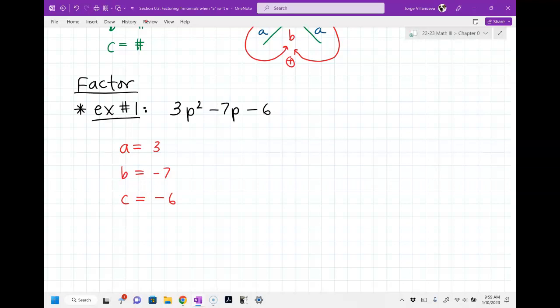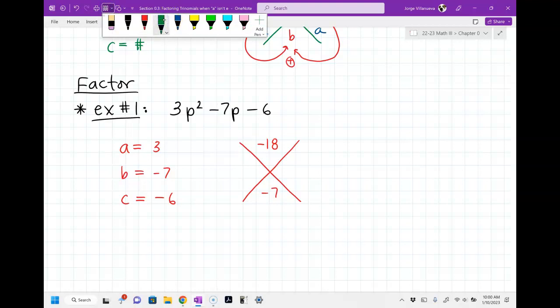Now, I am going to do the X method. So here we go. Put the X right here. A times C goes on top. So 3 times -6 is -18. And my B value goes on the bottom, which is a -7. Now I have to think of two numbers that multiply to -18 but add up to -7. What two numbers multiply to -18 and add to a -7?